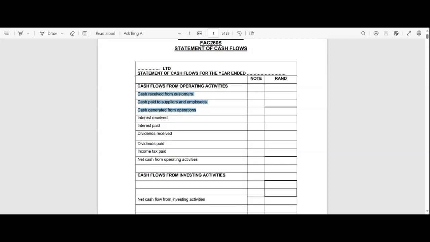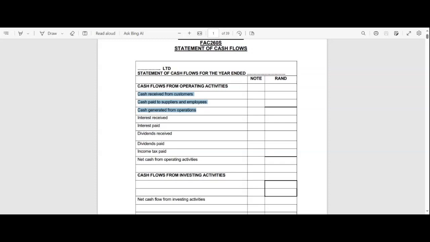So basically, ladies and gentlemen, if we can summarize that little section, we can see that our operations consists of the money that we receive from our customers and the money that we pay to our suppliers and the money that we pay to our employees. And that's it, right? So it is really, in effect, our normal day-to-day trading activities, right? If you want to call it a definition, our operations are our normal day-to-day trading activities.